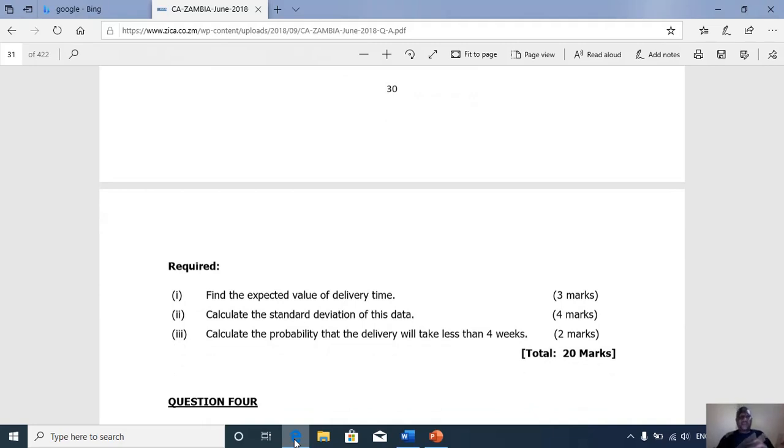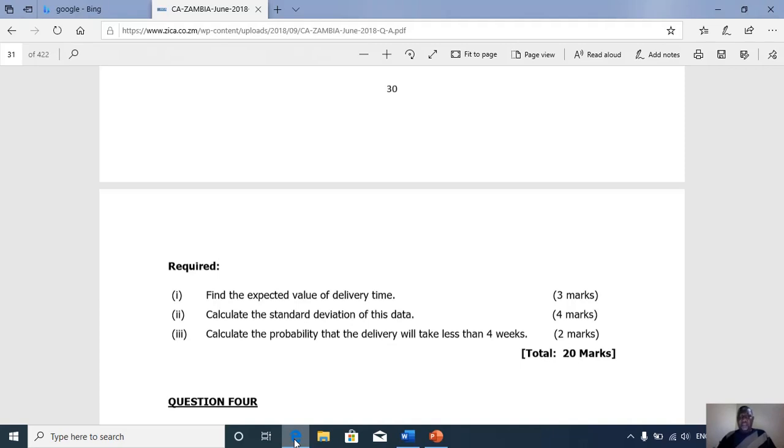Expected value is simply the mean. So you get the x value multiplied by the probabilities, and then sum up those products. That would be your mean. That would be your expected value. Calculate the standard deviation of this data. Just apply the formula like we did on the first one to calculate the standard deviation. Now, the other one says calculate the probability that the delivery will take less than 4 weeks.